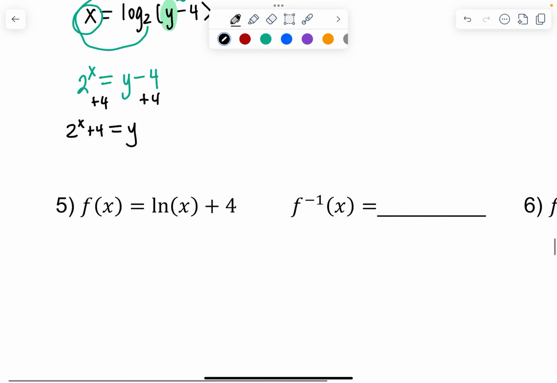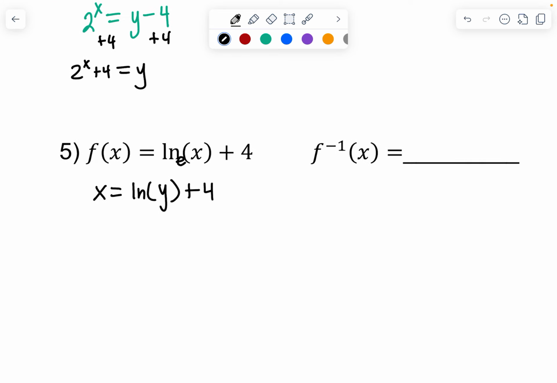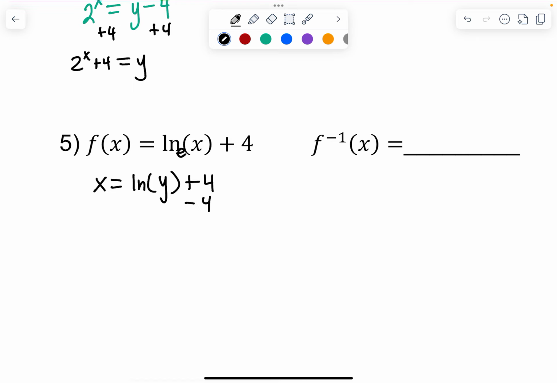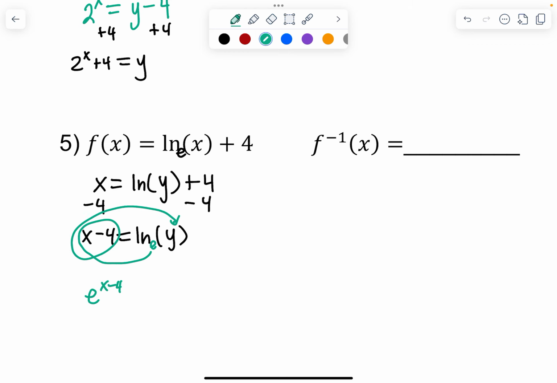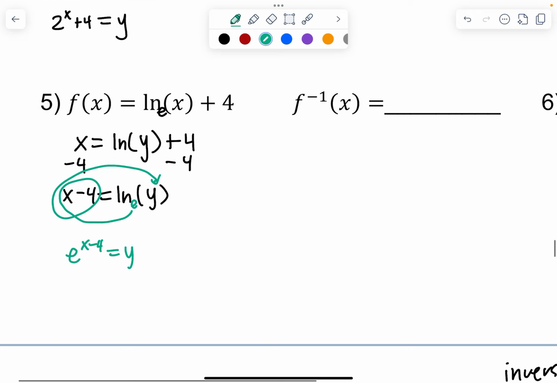Right, next up, we're working with natural logs. So remember, that's base e. And so first step, switch your x and y. And then we have to isolate the log. So we need to subtract this 4. And now we're ready to convert. So e to the x minus 4 equals y. And we're done. Y is isolated. So e to the x minus 4.